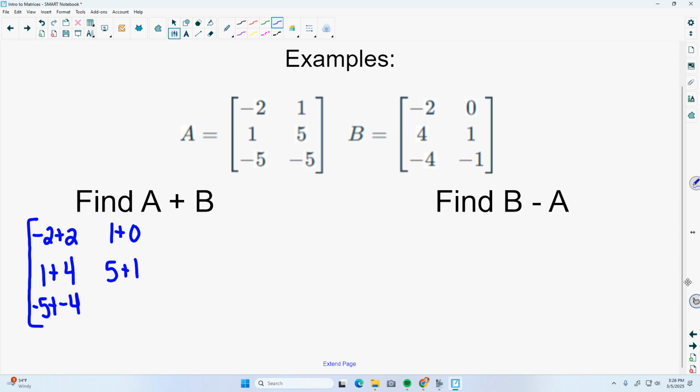-5 plus -4. -5 plus -1. As you can see, lots of places where you could make just a silly mistake, lose a sign, look in the wrong spot. So take the time, double check your work here, make sure things ended up in the right spot. I believe things are looking good here. So we go ahead and simplify those.